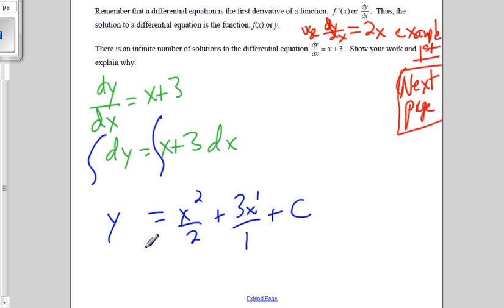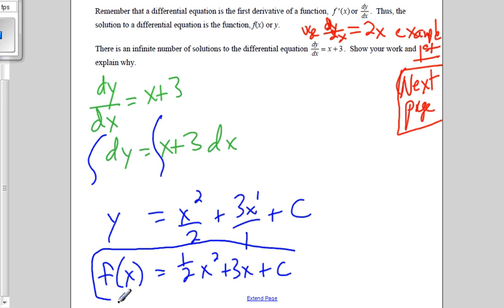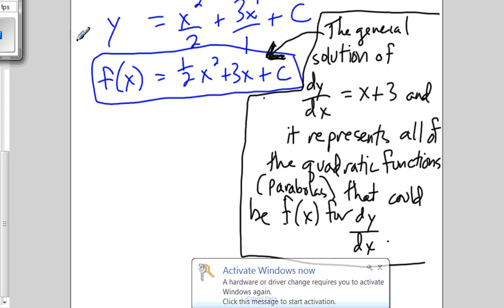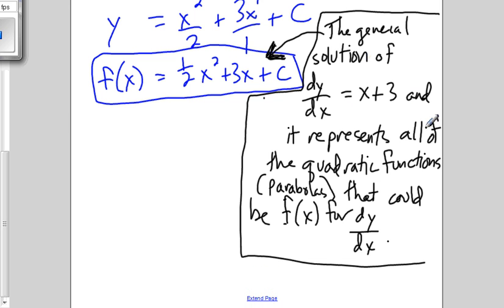Okay, so f of x equals 1 half x squared plus 3x plus c. This is the general solution of dy dx equals x plus 3, and it represents all of the quadratic functions, which are parabolas, that could be f of x for dy dx. That's what I did in that little example, quickly sketching all the stuff. So the slope field represents all those functions, okay?